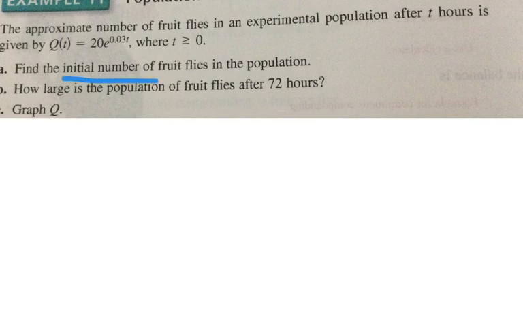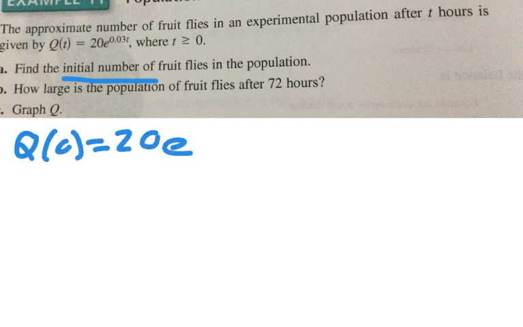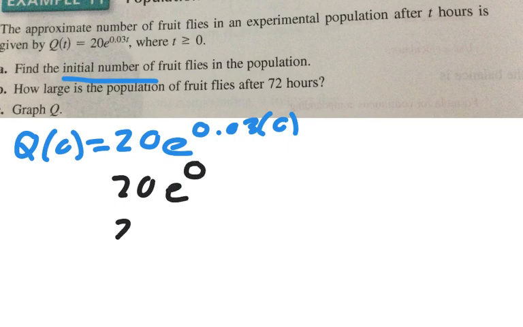0. Boy, we're in trouble on these problems. So the initial means at the start, where time is 0. So I'm going to use the formula and plug in 0 for t. That's going to give me Q of 0, which is 20 times e raised to the 0.03 times 0. Again, you can plug that straight in your calculator. I know that 0.03 times 0 is 0, and anything to the 0 power is 1. So that means there are 20 fruit flies at the beginning, starting with 20.